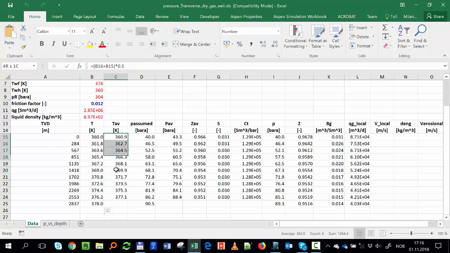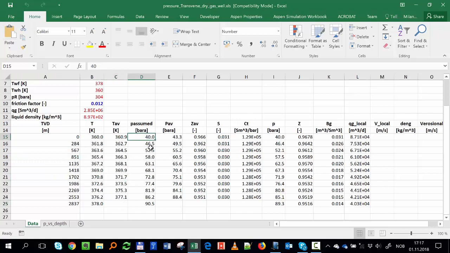And also, now don't be confused. This is the average. You see it doesn't go all the way down because this is not representing point number 1, but it's representing segment number 1. T average is the T average of the segment that exists between 0 and 284. And this 362 is the average temperature of the segment that exists between 284 and 597, and so forth. So that's why it's missing 1 here.